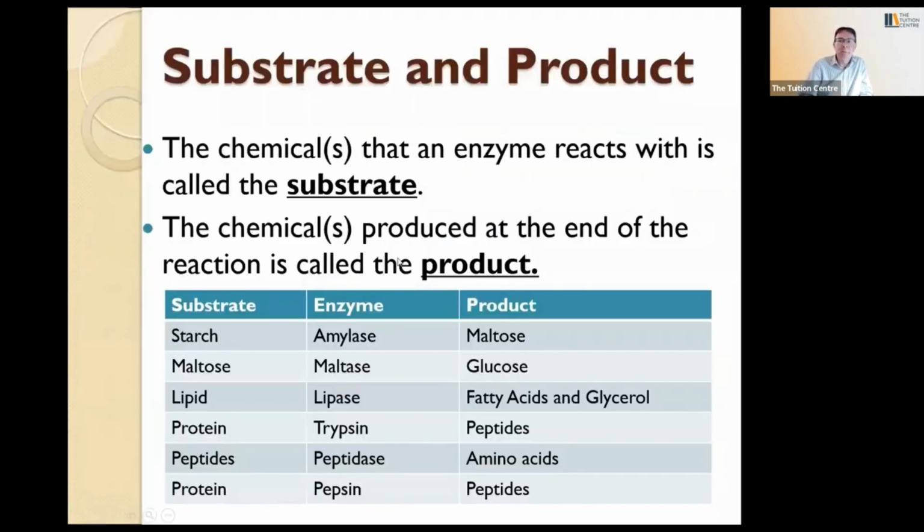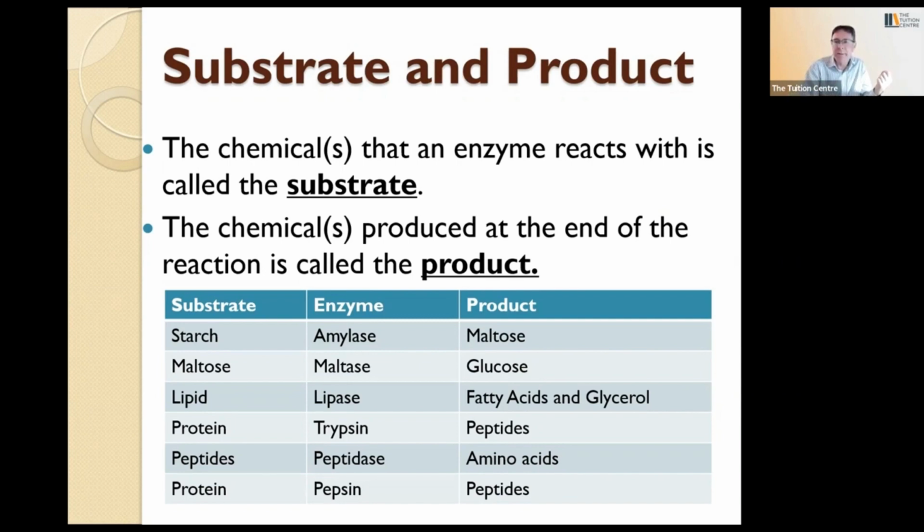Now, here we go to substrate and product. Here's a whole rake of substrate, enzyme, and product combinations that you should know, right? Because most of them are digestive enzymes that you need to know about. In fact, they all are, generally speaking. So starch is broken down by amylase to produce maltose. And maltose is a disaccharide, and that disaccharide, maltose, can be broken down by an enzyme, maltase. Most enzymes are named after the substrate.